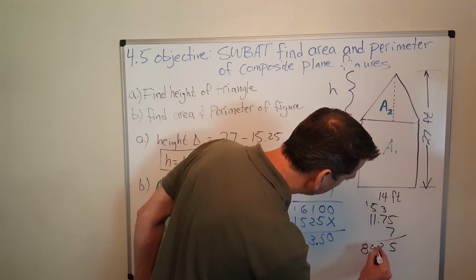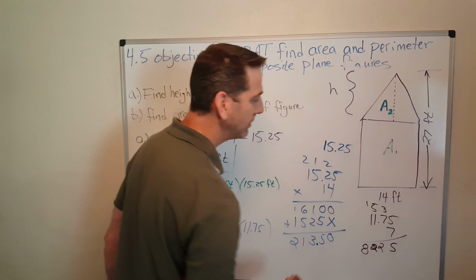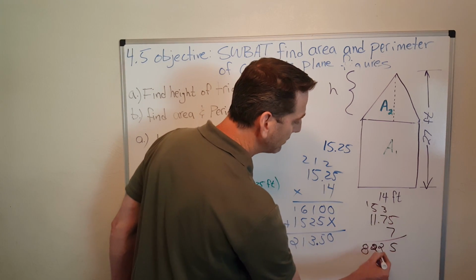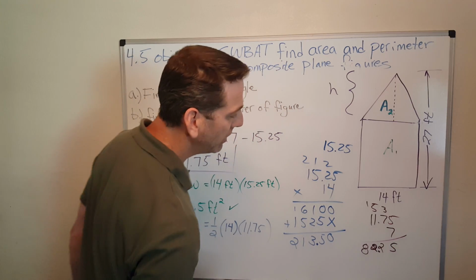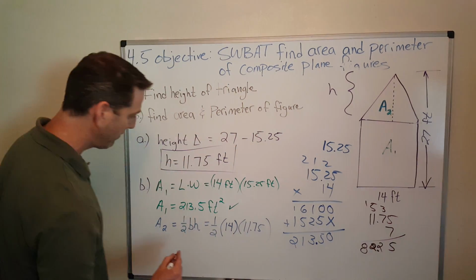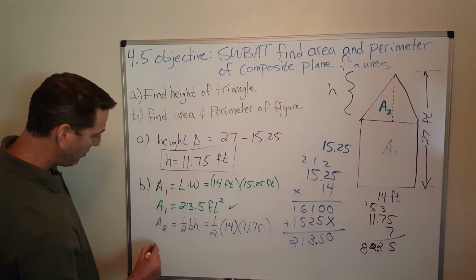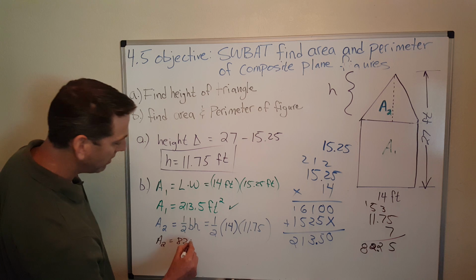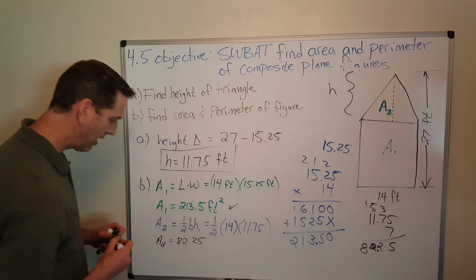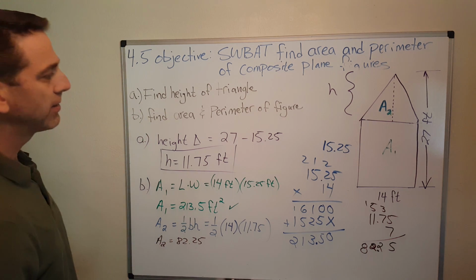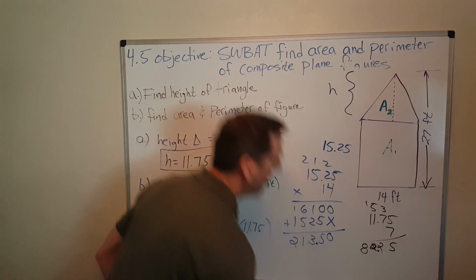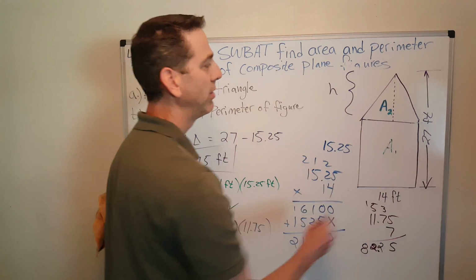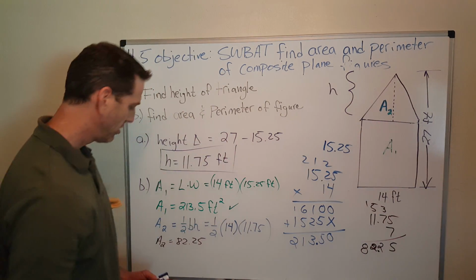That's a little messy. Okay, so I have two numbers to the right of my decimal, so I have to bring it in two places. So it's going to be 82.25. So A2 equals 82.25. Now I need to add these two up, and I'll get my total area.